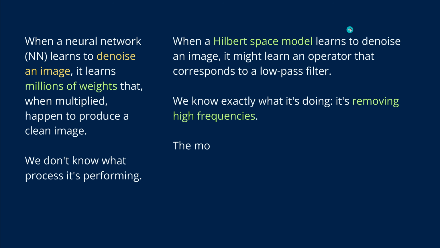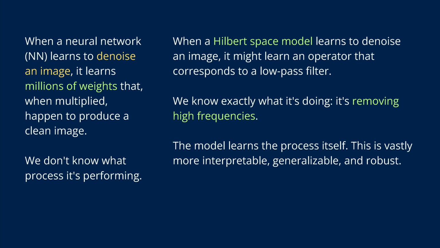Now in a Hilbert space model, when it learns to denoise an image, it just might learn an operator that in signal theory corresponds to a low-pass filter. So we know exactly what this mathematical object is doing. It is simply removing the high frequency of the signal. So the model has learned to process itself. And this is the additional benefit: it is vastly more interpretable, it is more generalizable, and it is more robust and reproducible. And this is what we want from the next generation of AI.